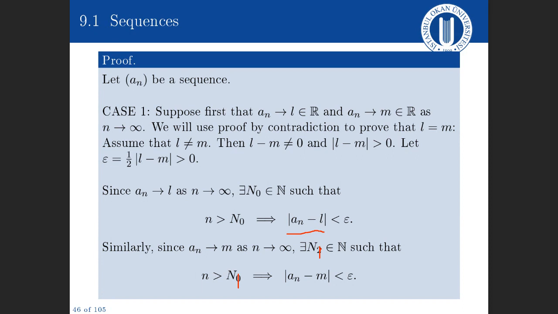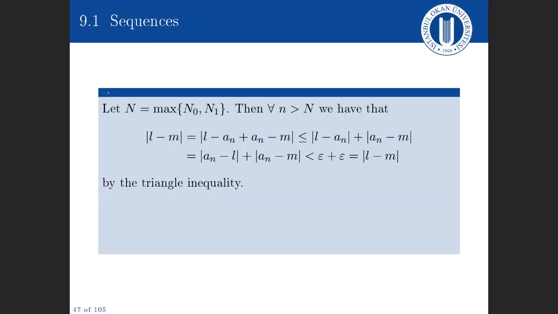Such that if we're bigger than n1, then an is close to M. Let capital N be the biggest of these two numbers, and then look at what happens after capital N. If we're bigger than capital N, then L minus M, we can show, is smaller than L minus M. But a number can't be strictly less than itself. This is a contradiction.